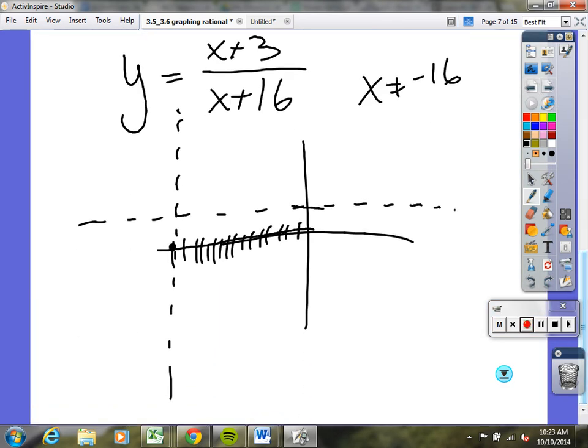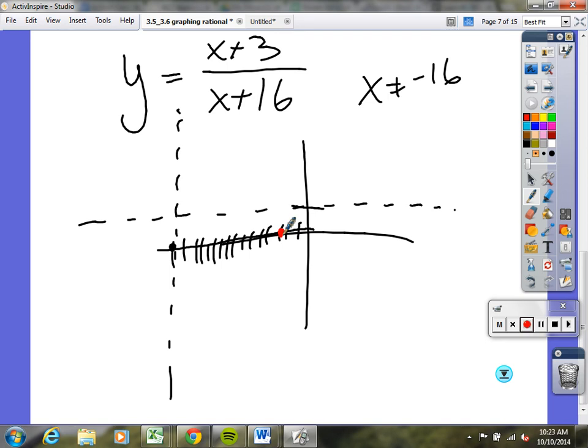Okay, let me also find my x-intercept. That actually is something as well. What would be our x-intercept? Where do we find the x-intercept at? When the numerator is 0. What value gives me the numerator 0? Negative 3, right? So it crosses right there.